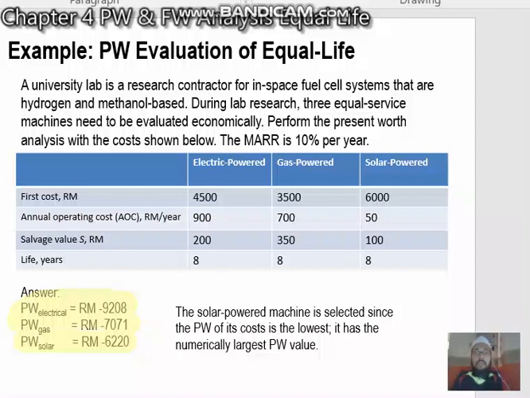So again, the PW converts all the future values to year 0 now, and then we develop the cash flow diagram for each alternative. Next, we develop the equation and we compare the present worth value of each alternative. Select the lowest cost if it is a cost alternative. If it is a revenue alternative, we select the biggest revenue or biggest profit. Okay, that's all for PW evaluation of equal life. Next session, we will discuss PW evaluation of different life.